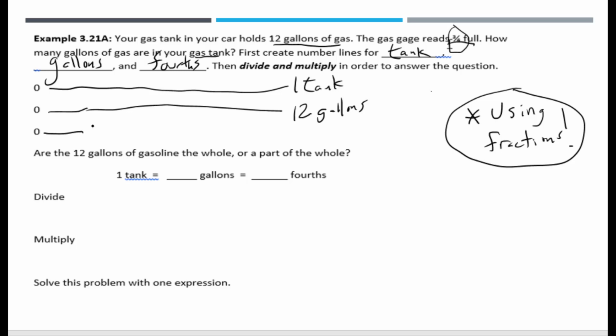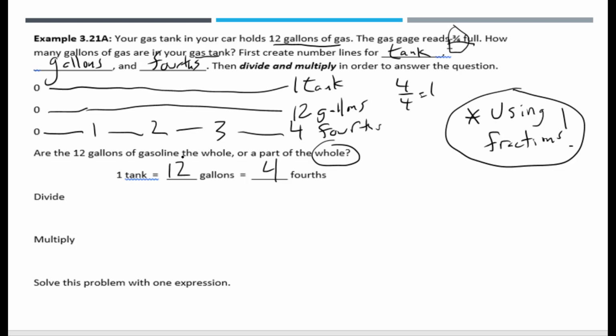And then I'm going to use fourths. 1, 2, 3, 4 fourths. And recall that 4 fourths is 1 whole. So are 12 gallons of gas the whole, the part, or part of the whole? Well, one tank is 12 gallons is 4 fourths. It is the whole.